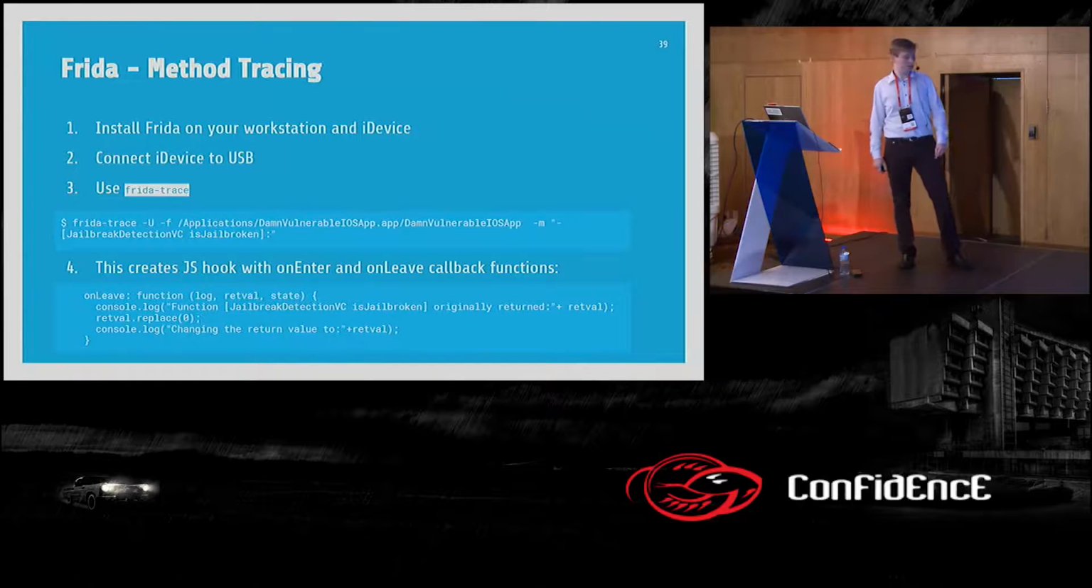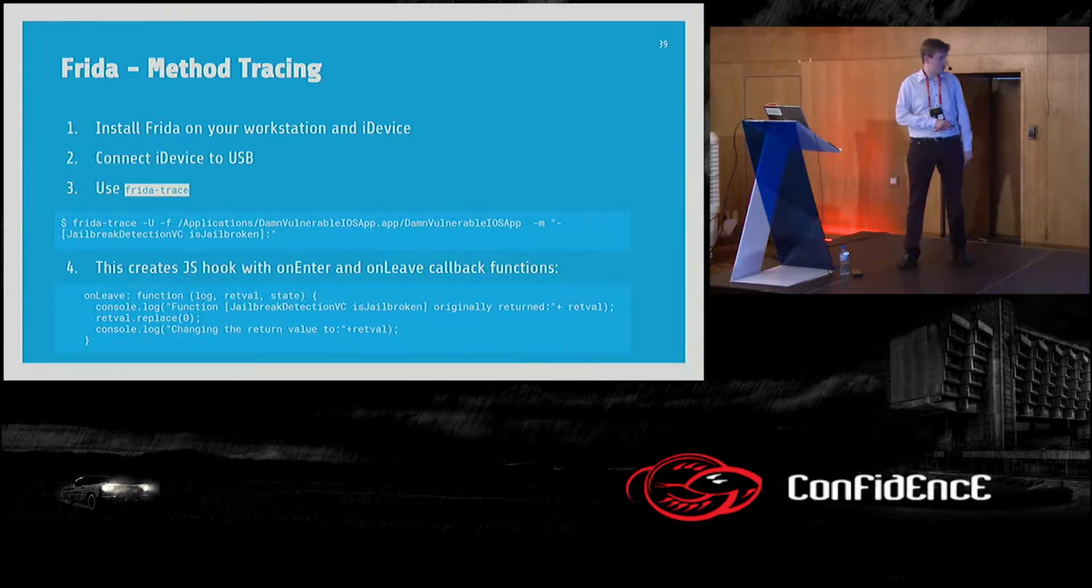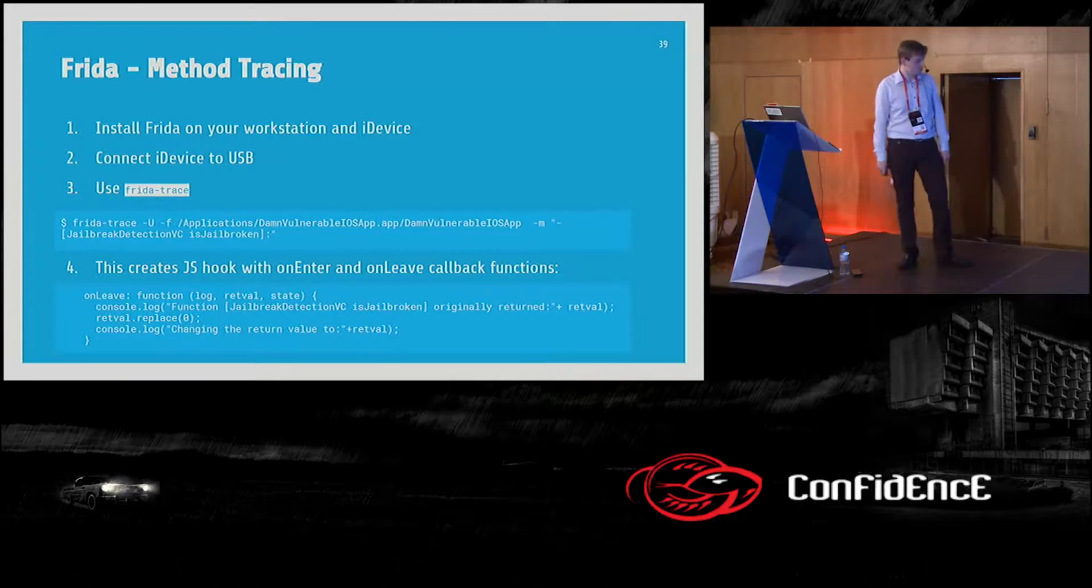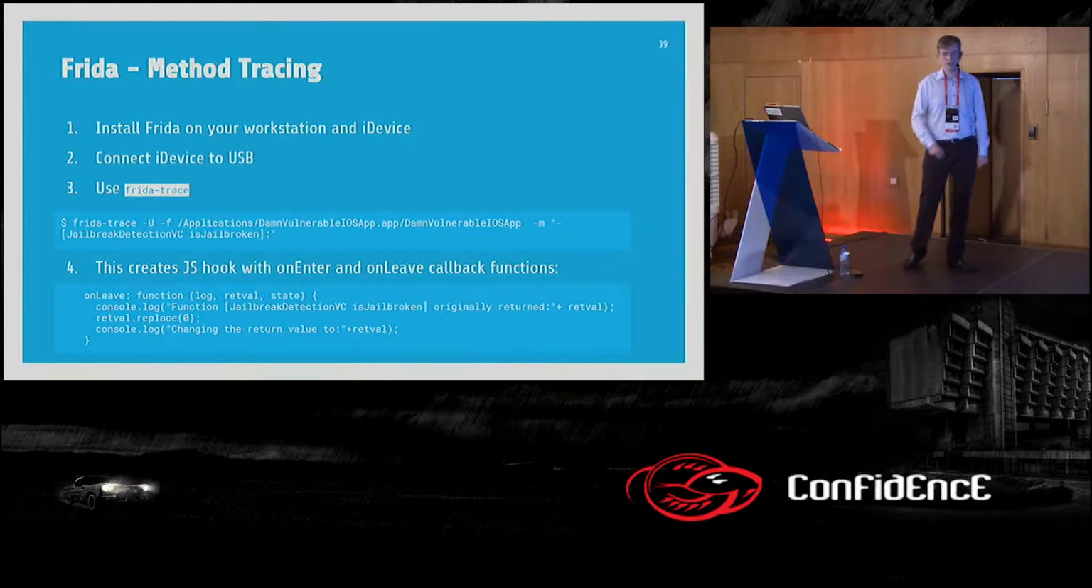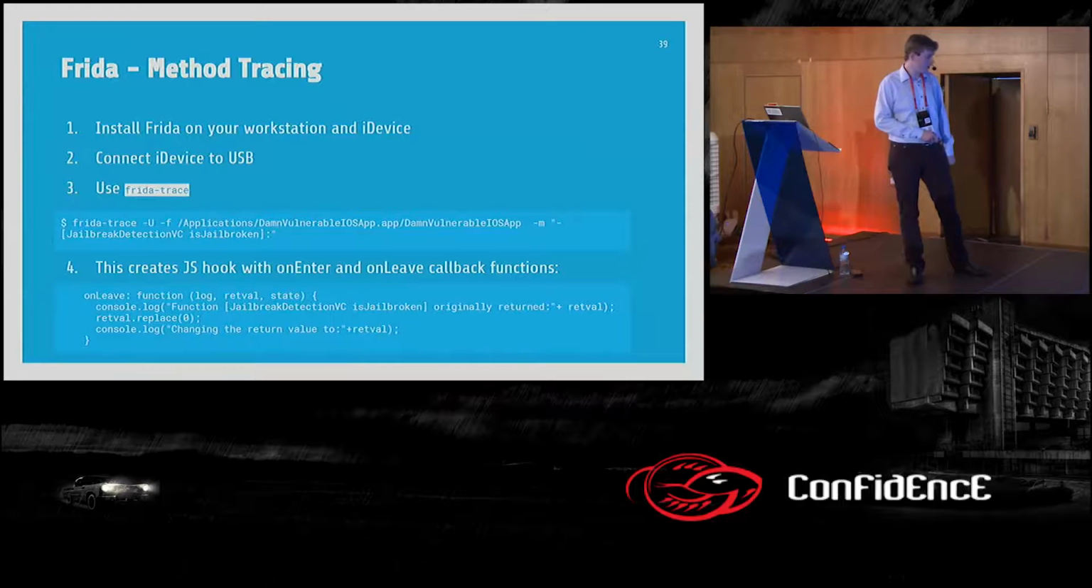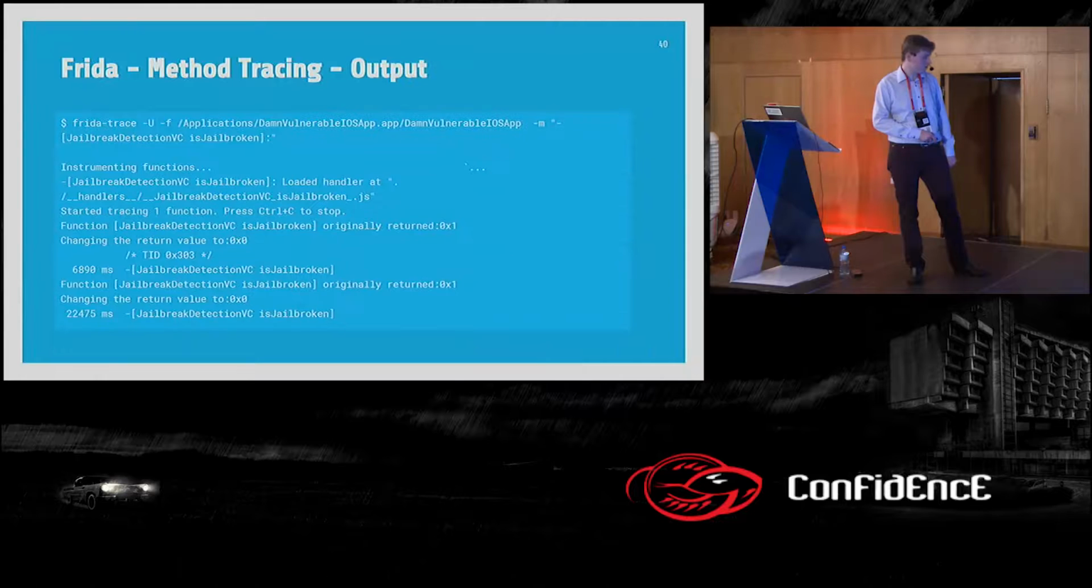What Frida Trace does is you launch an application, and you pass an argument, the name of the method that you want to trace. This is jailbreak detection VC is jailbroken. And this will create a file with callback functions on enter, on leave. Again, this is plain JavaScript. And this will enable you to see what arguments were passed to the function and what values were returned from it. So we'll basically replace the return value and change it to 0, retval.replace(0). And we'll see what happens.